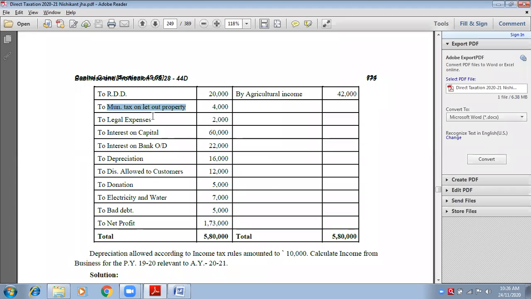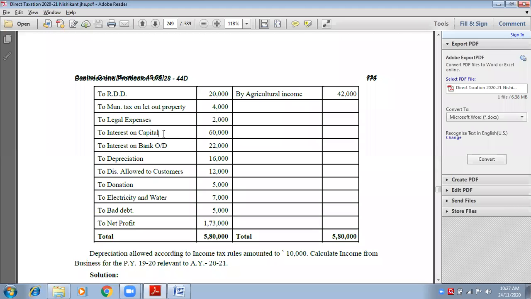Next, legal expenses. Can anybody tell me disallow or not disallowed? Do we have to disallow or not? Sorry Rukhsana, your voice is breaking. Ma'am, not disallowed. Very good. Not disallowed, because it is related to business.